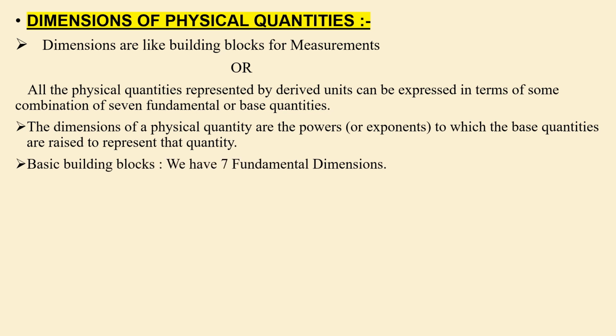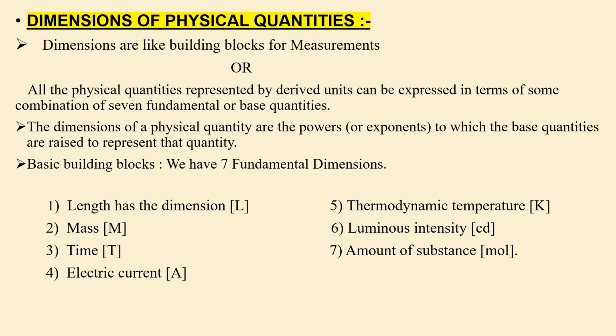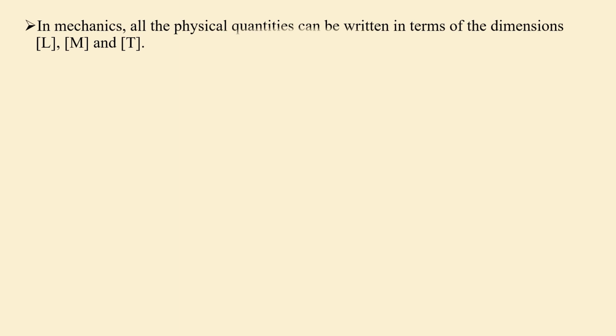Basic building blocks: we have 7 fundamental dimensions. 1. Length has the dimension L. 2. Mass, M. 3. Time, T. 4. Electric current, A. 5. Thermodynamic temperature, K. 6. Luminous intensity, cd. 7. Amount of substance, mol. In mechanics, all the physical quantities can be written in terms of the dimensions L, M, and T.